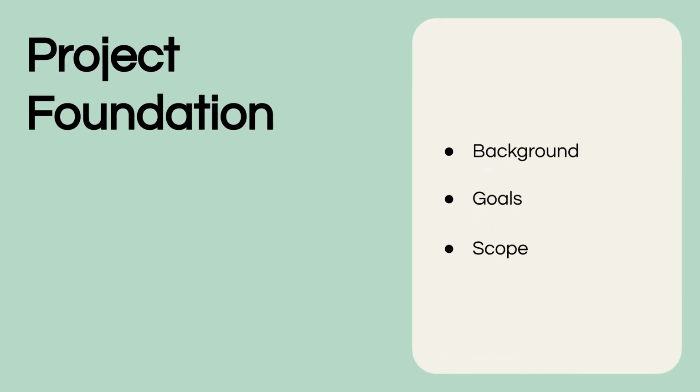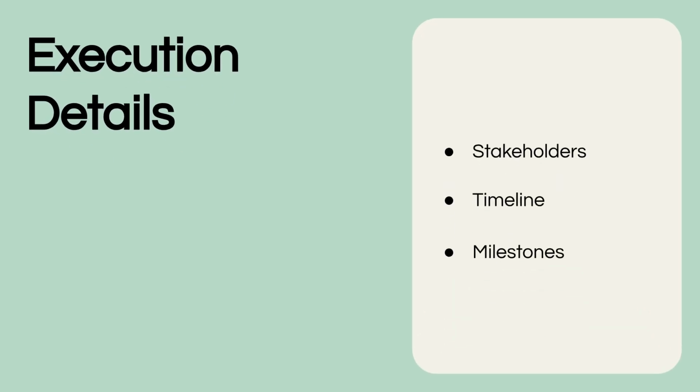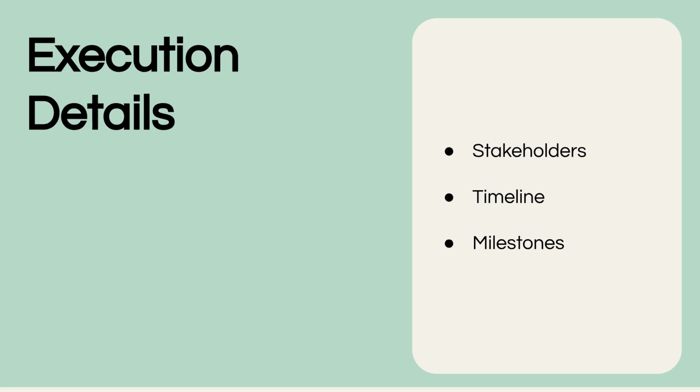The brief starts with the foundational elements: the background and context, the goals and success metrics, and a clearly defined scope, outlining what is in and out of scope. Next, it covers the execution details, identifying all stakeholders and their roles, and a timeline complete with key milestones.